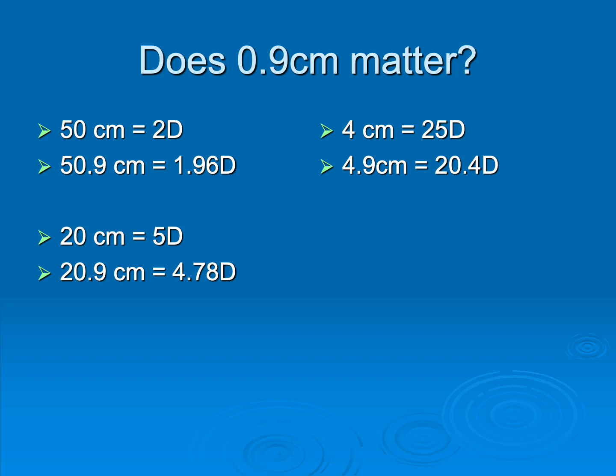If we're talking 50 centimeters versus 50.9, it doesn't clinically matter, right? 2 diopters versus 1.96. You can't make a pair of glasses 1.96 diopters. However, if we're talking 4 centimeters versus 4.9, now we're talking 25 diopters versus 20.4 diopters, and that's a pretty large difference. And you can see down there at the bottom that 20 centimeters versus 20.9 is kind of halfway in the middle, but it starts to become clinically significant because now it's a quarter diopter difference, which we can prescribe.